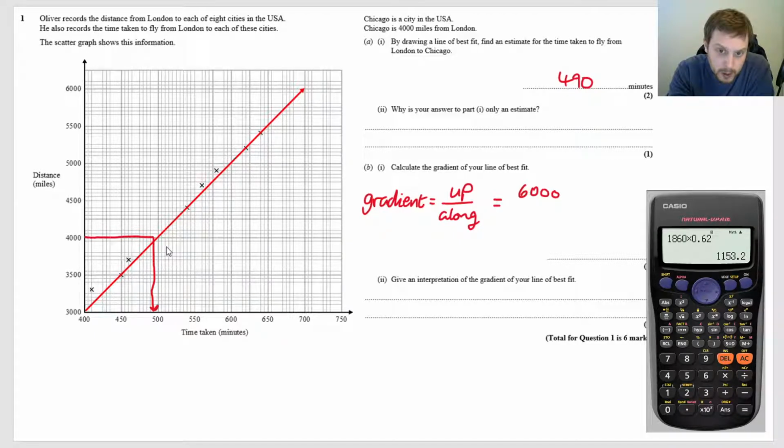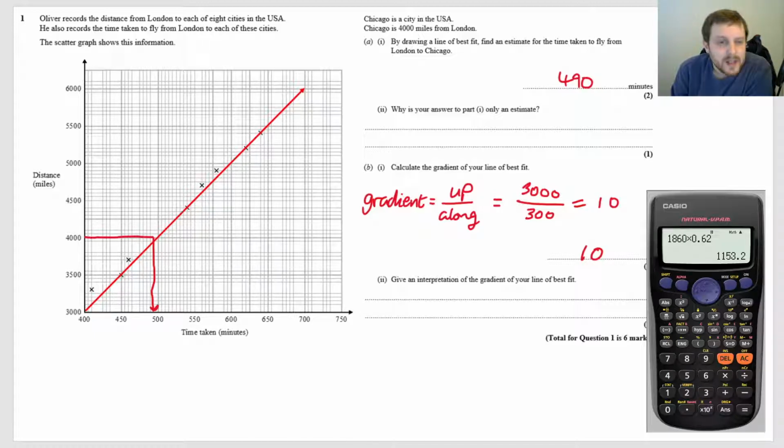You need to work out how far up. So I'm going to say I've gone... Oh, I've got to be careful though, haven't I? Because it's starting at 3,000. So it's not 6,000 up. See how careful you've got to be, look. Starts at 3,000, goes up to 6,000. That's 3,000 up. And then how far along? 400 along to 700 is 300 along. And then that's 10. So let's just see what the mark scheme says. Does it allow 10?